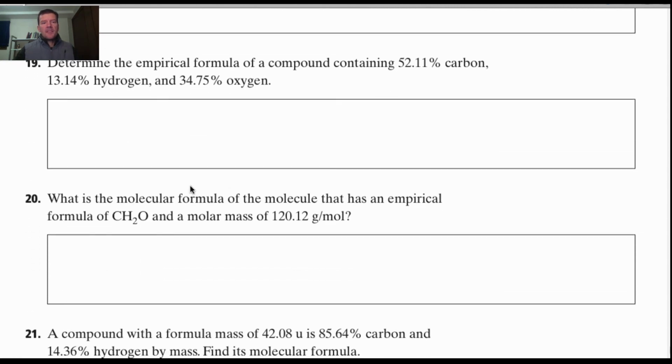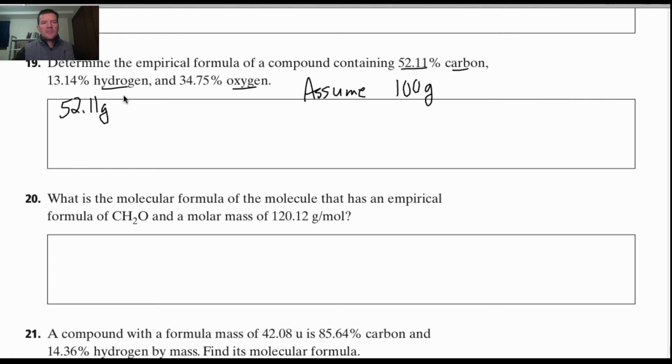Okay, here at number 19, we're going the opposite direction. You are given the percentage, and we're going to find the formula. Now remember, the trick here was assume you have 100 grams to start. Okay? So if you have 100 grams to start, now the masses of each of these individual elements is easy, because 52.11% of 100 is 52.11.